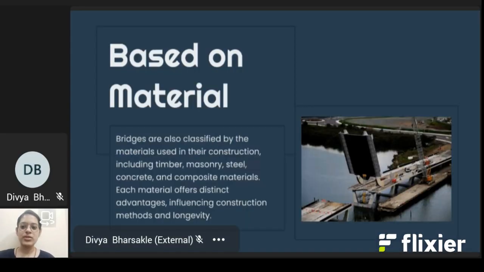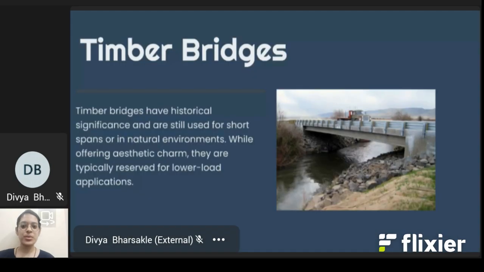Now, moving forward to the next classification, that is based on material. There are many materials such as timber, masonry, steel, concrete, and composite materials, each with its own advantage and construction method and its structural integrity. First one is the timber bridges, which is the most historical one used for short span. It is aesthetic and mostly used in lower load application.